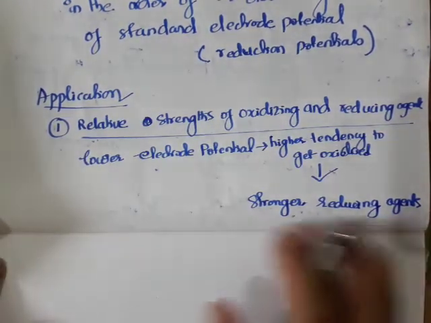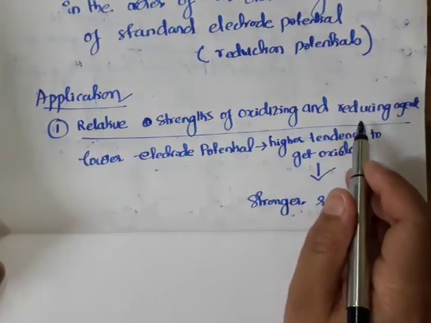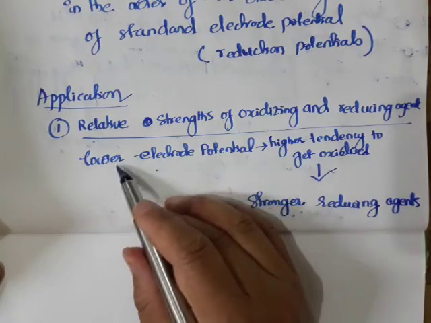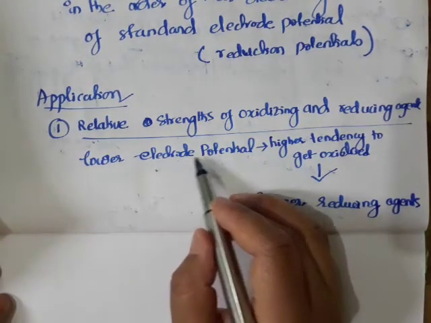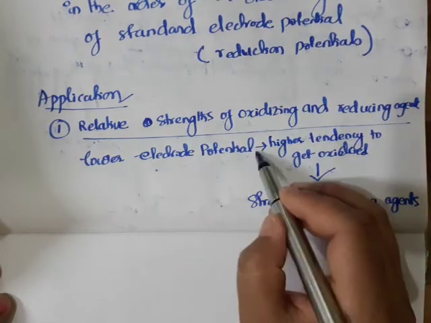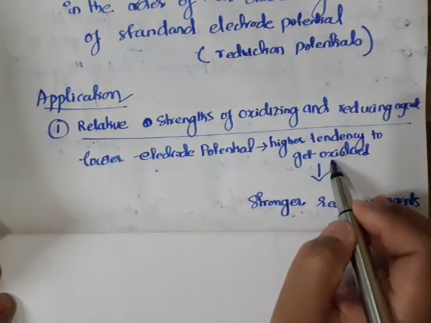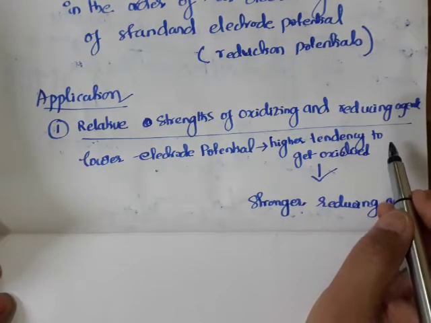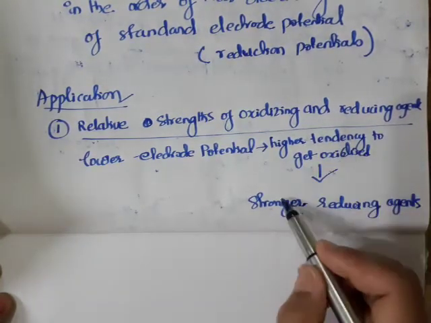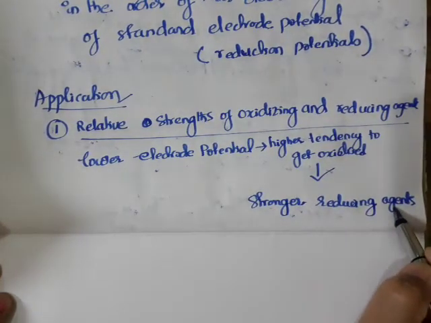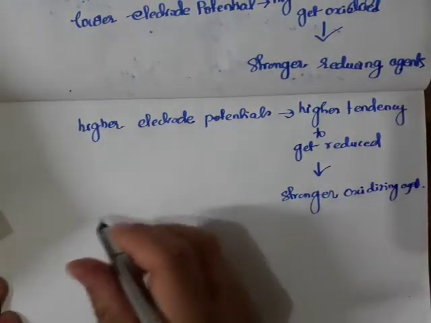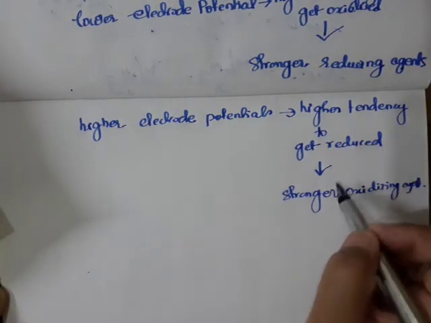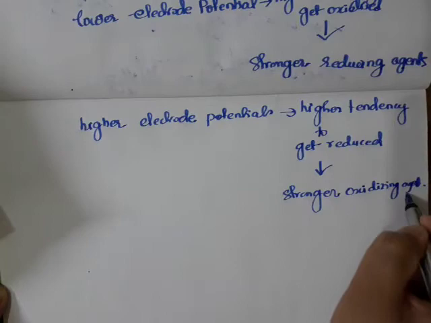Number one is the relative strength of oxidizing and reducing agents. We can identify this with the known values of electrode potential. An electrode with lower electrode potential has a higher tendency to get oxidized, so it easily reduces other elements, and will act as a strong reducing agent. An electrode with higher electrode potential has a higher tendency to get reduced, so it will act as a strong oxidizing agent.